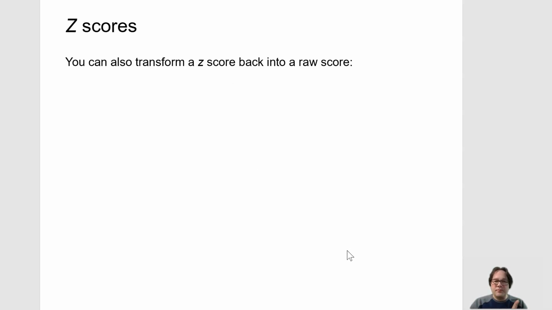Okay, so we could also take a z-score and transform it back into a raw score if we know the mean and the standard deviation. So calculating z-scores from raw scores is pretty easy. You remember, you would take your raw score of x, subtract out the mean, divide by the standard deviation. That'll give you a z-score. Now, what happens when I have a z-score? Well, we just have to work backwards now, right? So let's say, here's the formula.